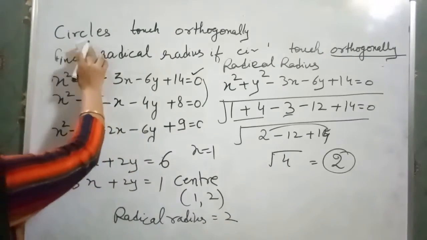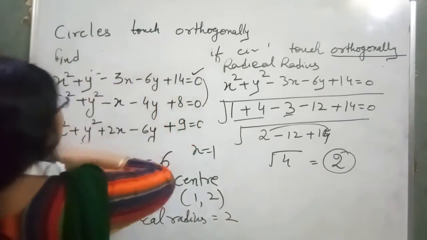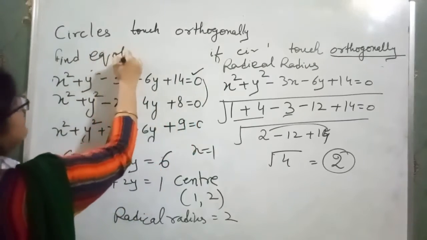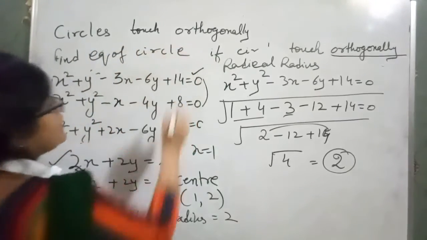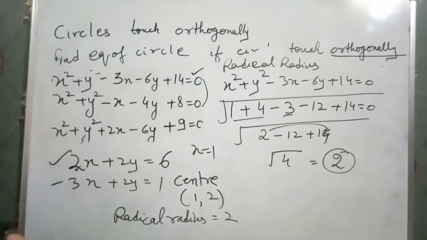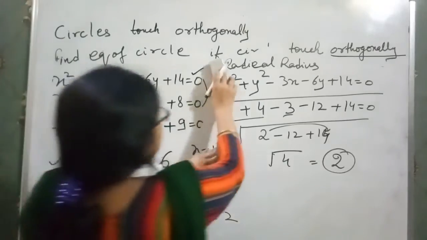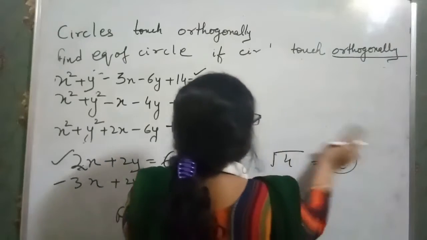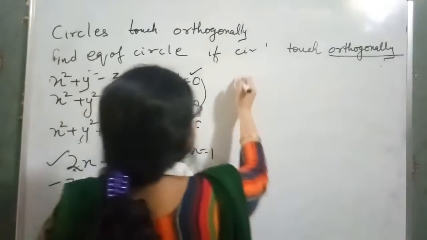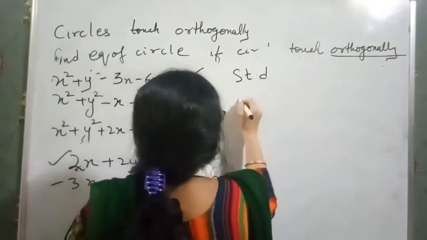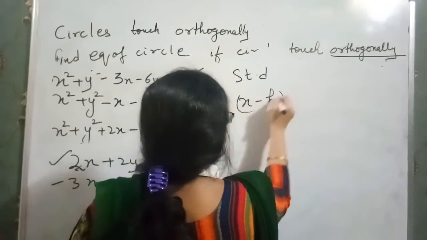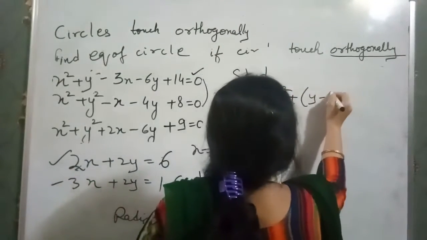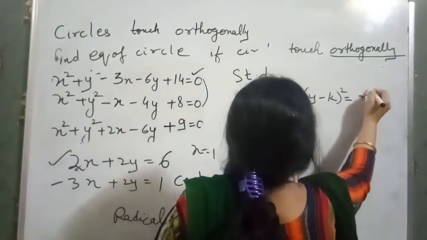Now if the question was like this, find the equation of circle. We have to find the equation of circle. That means firstly we find the center, then we find the radius, now we find the equation of the circle. For that we just use the standard form of our equation of circle, (x minus h) whole square plus (y minus k) whole square is equal to r square.